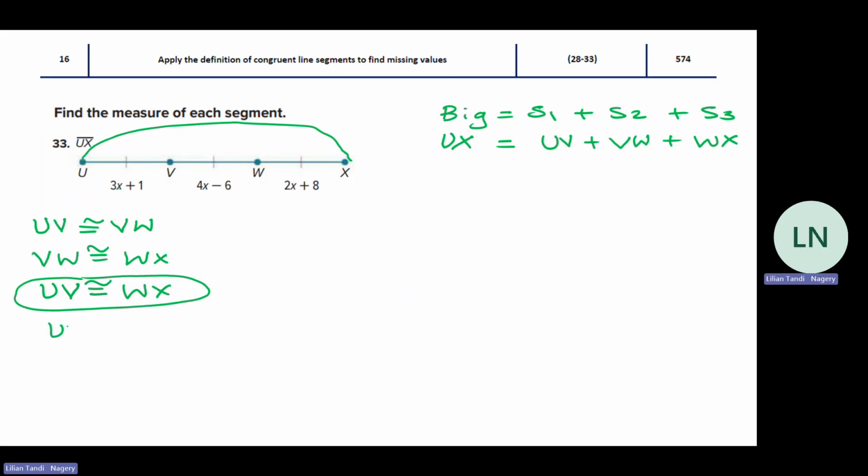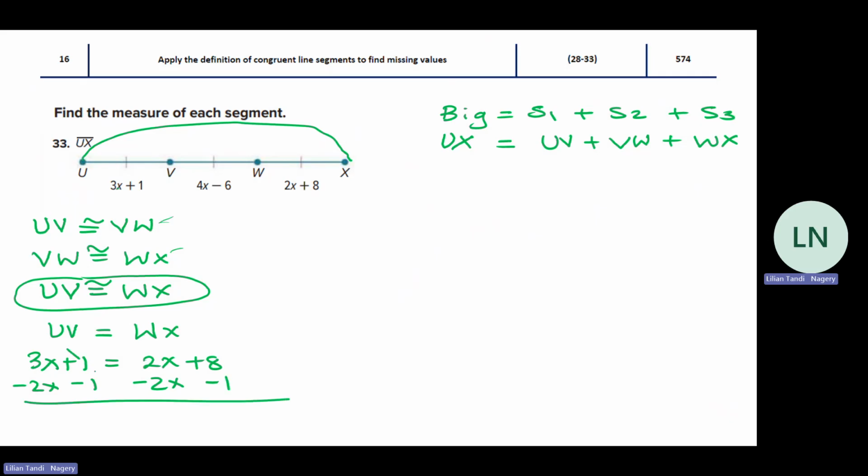Now, what will I say? I say UV equals... but it doesn't matter. You can do this, you can do that. It's up to you. Your choice has nothing to do with me, okay? So this is 3x plus 1. Whichever one you do, you should get the same answer as what I get. That is what is important, okay? Then I will subtract 2x on both sides, and I will subtract 1 on both sides. So then this goes away, I get x equals, this goes away, and this is 7.